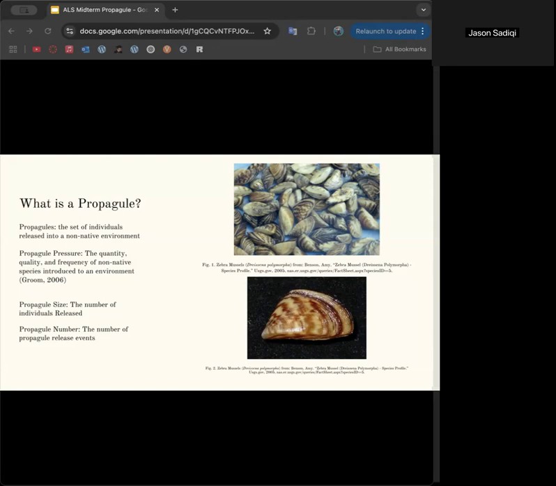Propagule size is considered the number of individuals released in one event, and propagule number will be referred to as the number of propagule release events. Propagule number is also sometimes referred to as introduction frequency, but again we won't be using this term for simplicity. In these images we have two images of zebra mussels, which are propagules that successfully established themselves in the Americas, but we'll speak about these later.